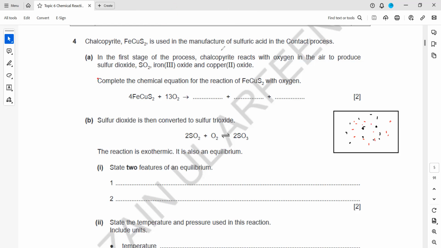So in the first stage of the process, it reacts with oxygen and produces sulfur dioxide. So sulfur dioxide is produced. Iron(III) oxide: what is the formula of iron(III) oxide? Iron is +3 and oxygen is -2. So iron(III) oxide will be Fe2O3.